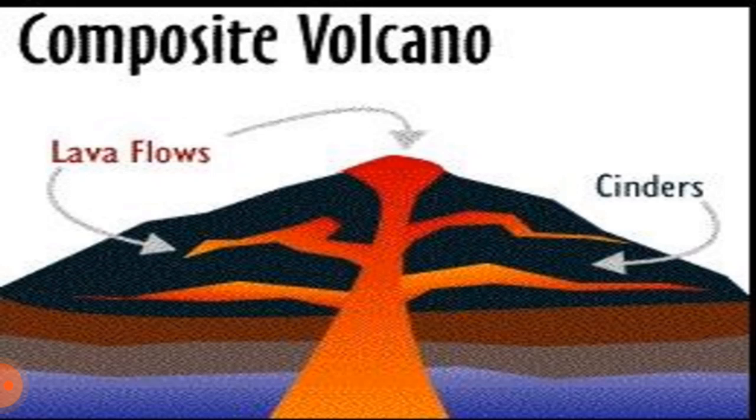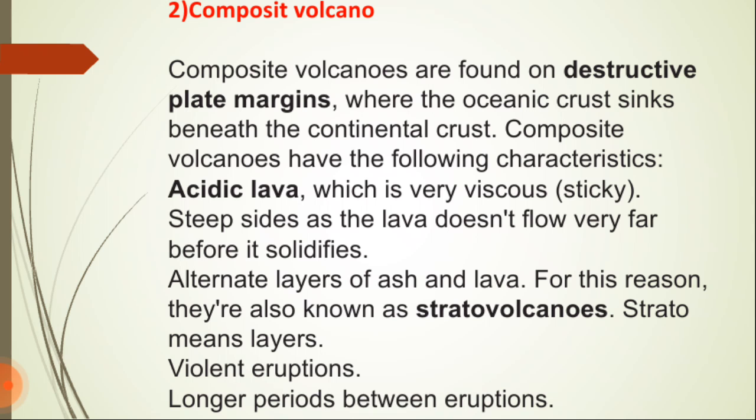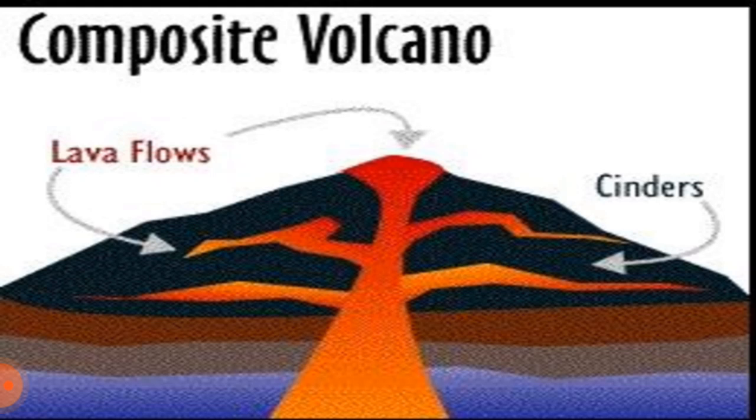Next is composite volcano. Composite volcanoes are found in destructive plate margins where the oceanic crust sinks beneath the continental crust. Composite volcanoes have the following characteristics, that is acidic lava, which is very viscous or sticky, steep sides as the lava doesn't flow very far before it solidifies, alternate layers of ash and lava. For this reason, they are also known as stratovolcanoes. Strato means layers. Violent eruption, longer period between eruption. So this is called composite volcano.